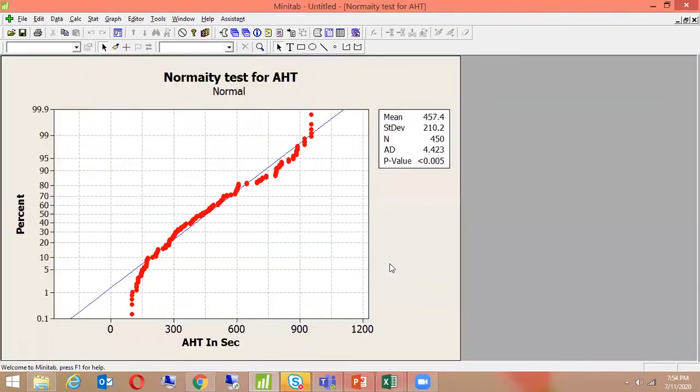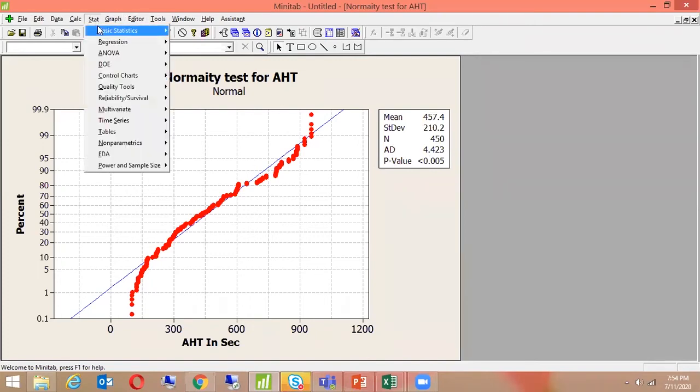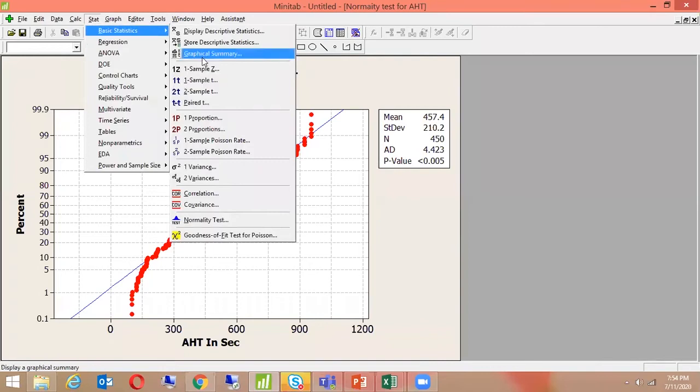Here you see the p-value is less than 0.05, and the number of data points that we have. It gives a mean and a standard deviation. But the drawback here is if the data is not normal, you have to go back and calculate the median. So therefore, we do not always rely on this method. If you want to calculate normality, always use Stats, Basic Stats, and Graphical.